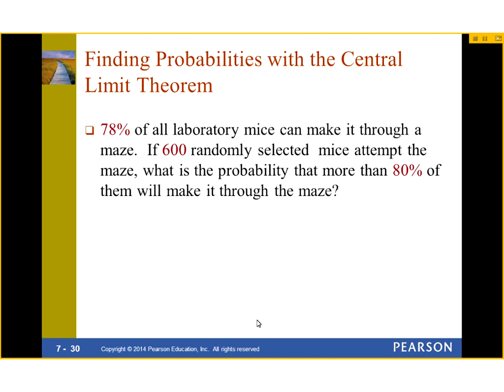Let's do a problem with the central limit theorem. 78% of all lab mice can make it through a maze. If 600 randomly selected mice attempt the maze, what's the probability that more than 80% of them will make it through? All right, so all requirements are going to be met here. The probability of one lab rat making it through has nothing to do with the probability of another one.